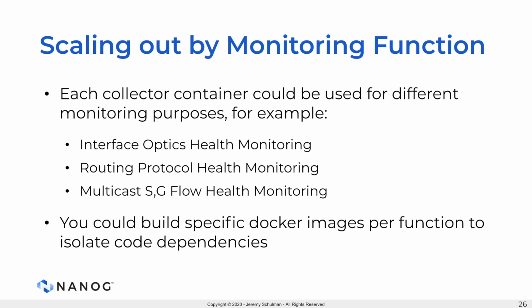Another aspect, rather than just slicing the containers by their metadata, was slicing them by their actual monitoring purposes. For example, I might have an interface optics monitoring health set of collectors, and that could be a container image. I might want a different container image for monitoring my routing protocols, and a different one for monitoring my multicast flows. And again, the controls here were allowing me choice about how I wanted to deploy the collectors in my environment.